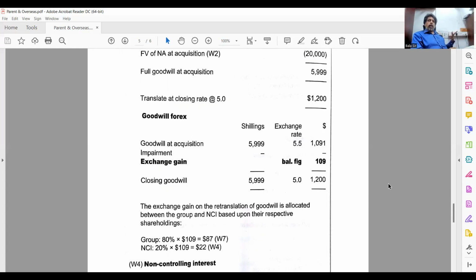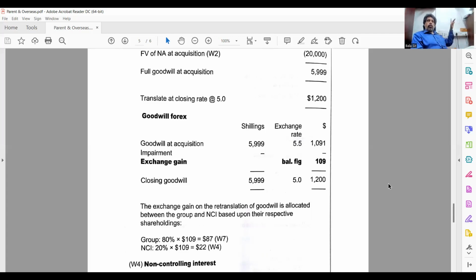So what is 109 into 80%? It is $87. That belongs to the parent entity, the group. And then 20% of 109 is 22, or 109 minus 87, $22, right? That is the NCI. And with that, you complete working note 3.